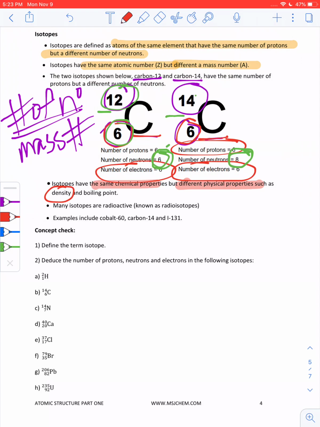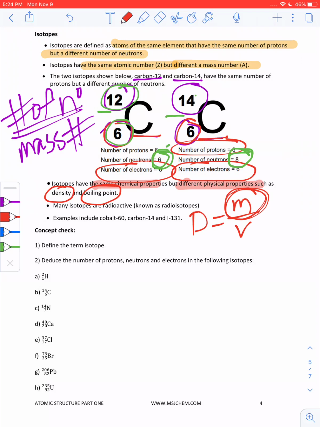So the two most common ones are density and boiling point, because if you have something that's heavier, that's got more mass, that's going to boil at a different temperature than something that has a lower mass. So density, because if we remember back to that density equation, density is mass divided by volume. So if I have a different mass, that's going to change this density calculation.